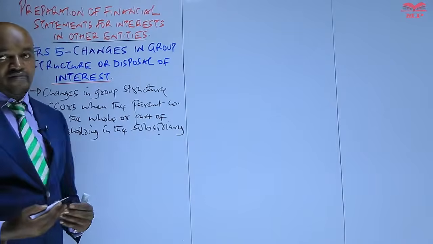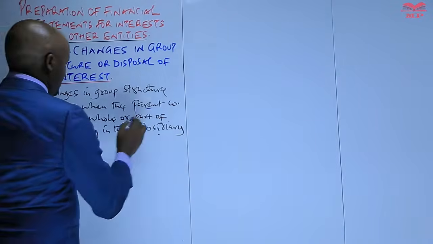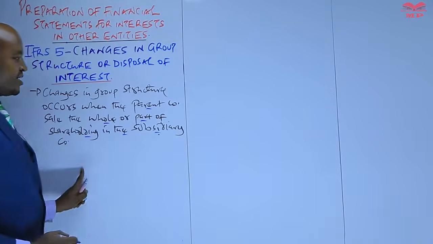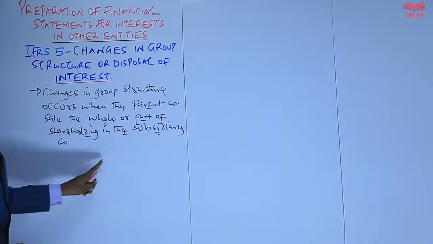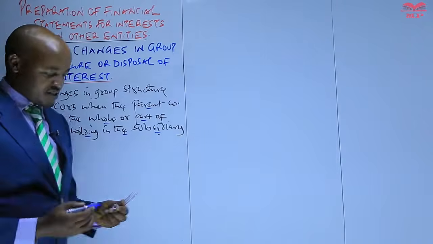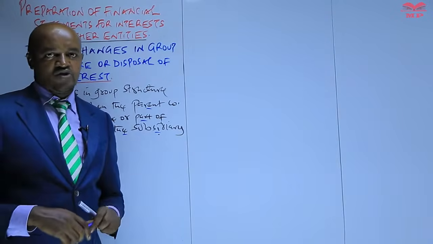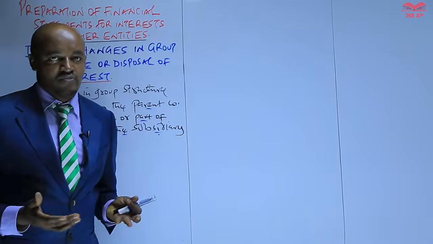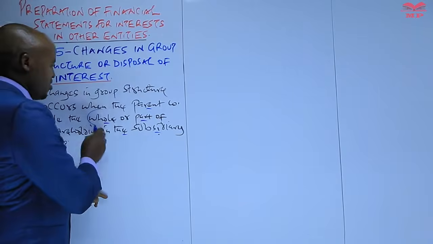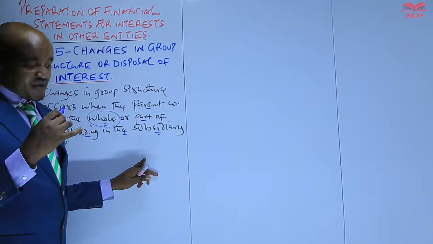So basically that's what we refer to as the disposal of interest. The parent company here will sell some of the shares, or basically all the shares, which are held in a subsidiary company. Now generally the disposal of interest can be broadly classified into two main categories. First of all, we have what we refer to as a full disposal. A full disposal is whereby the parent company sells all the shares which are held in a subsidiary. That is a full disposal.